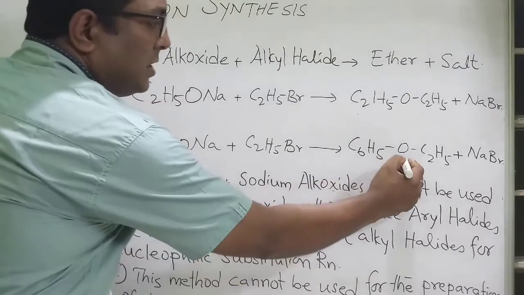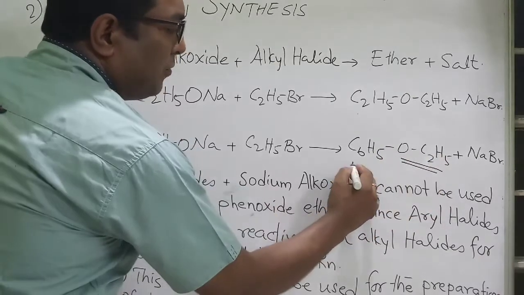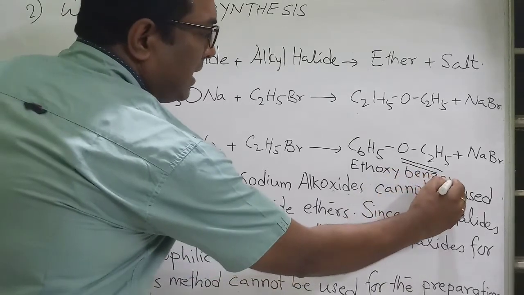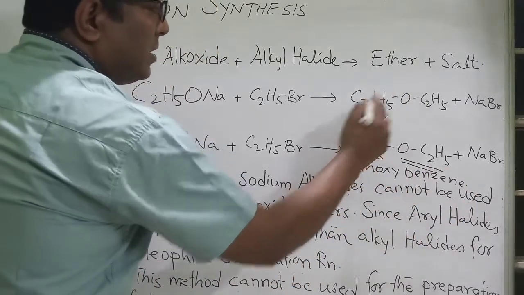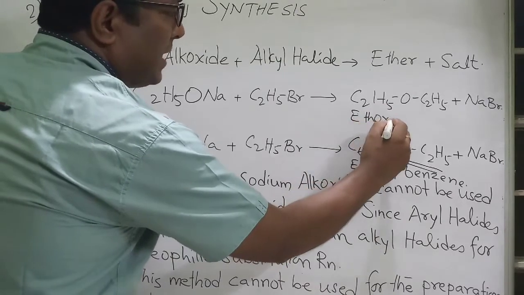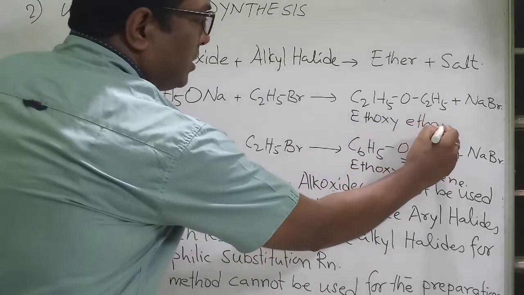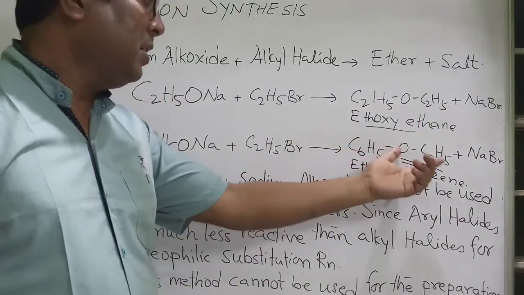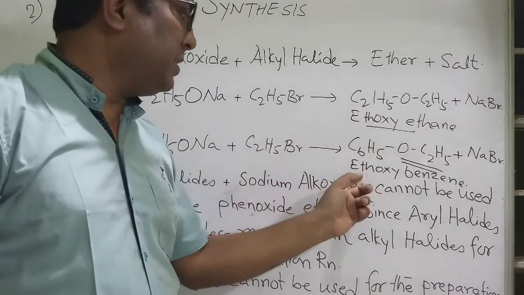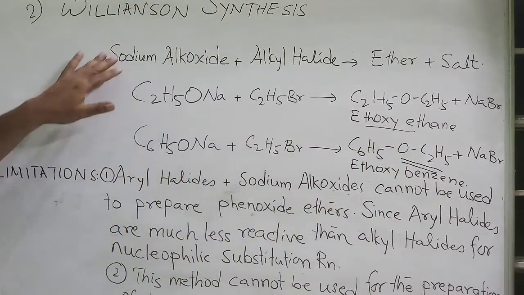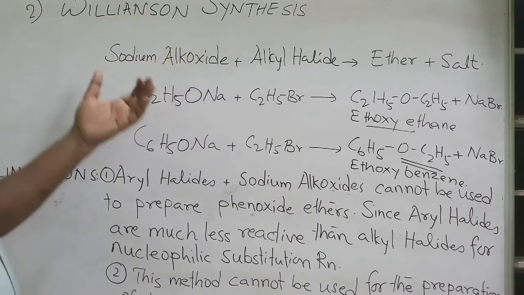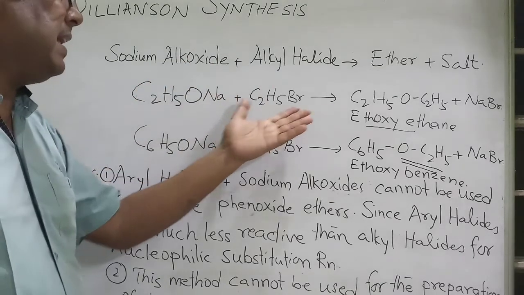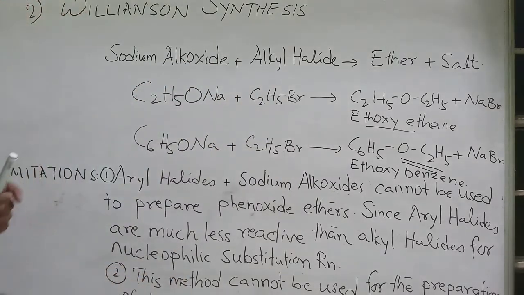So we have here this oxygen attached to the ethane. So we call this ethoxybenzene. And here what we call it is ethoxyethane. So you get here, students, the word ethoxy comes with the least number of carbons containing the hydrogen. So here, ethoxybenzene. What we have seen in Williamson synthesis is that when you react sodium alkoxide and alkyl halide, you are going to get an ether. So what is the formula?